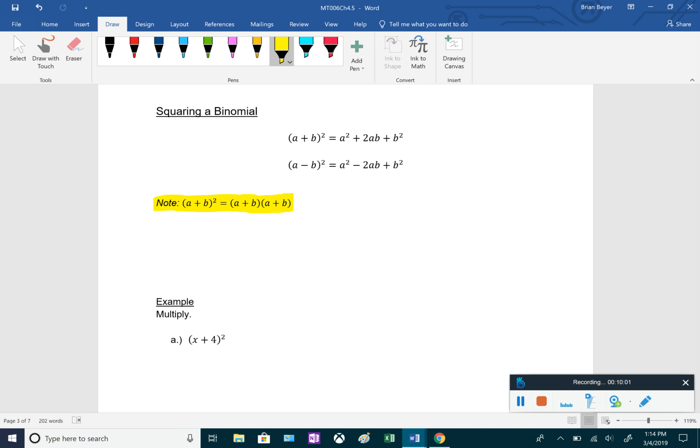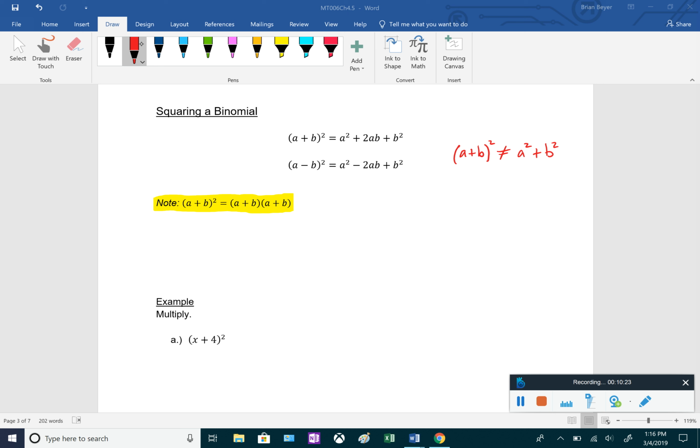Similarly, if we have a minus b squared, the shortcut is it's going to end up being a squared minus 2ab plus b squared. So we do have to keep in mind here that a plus b squared is not equal to a squared plus b squared.